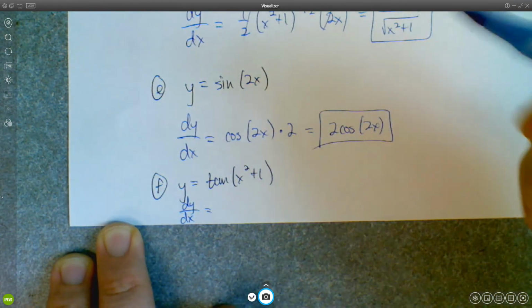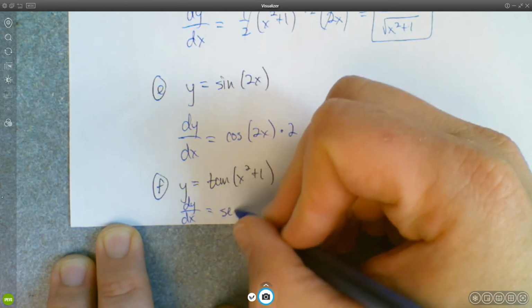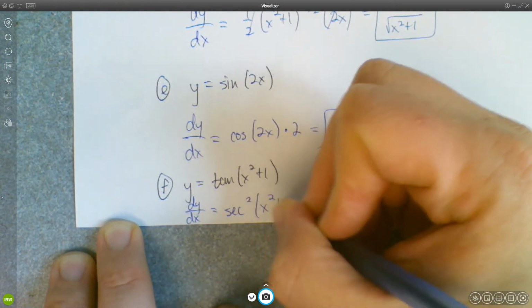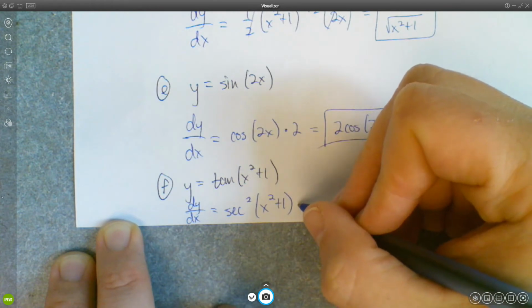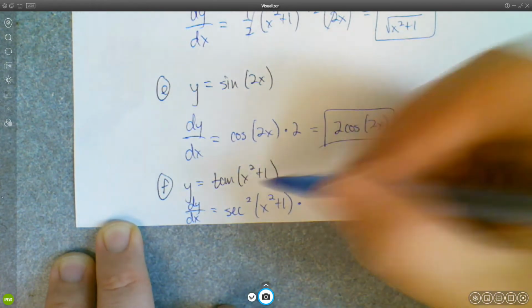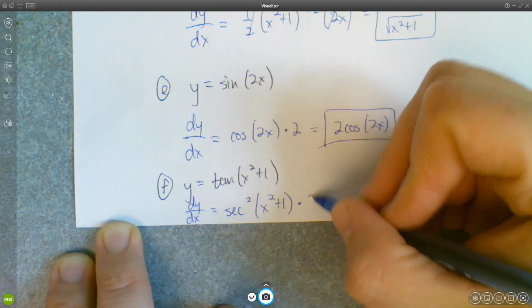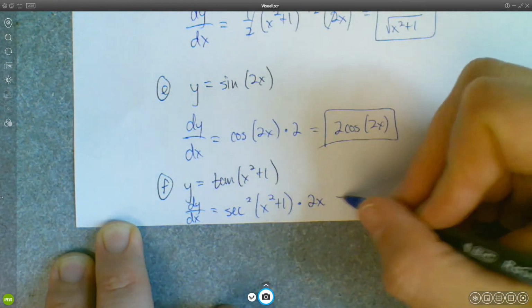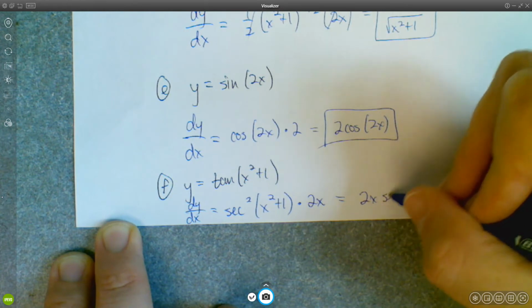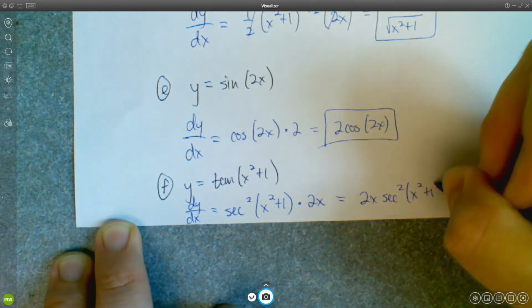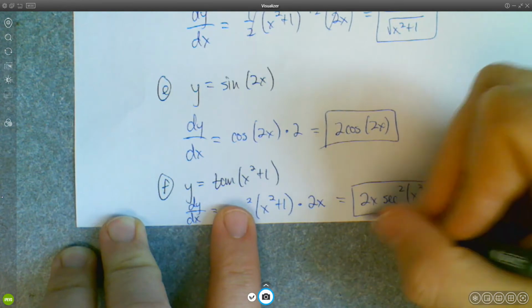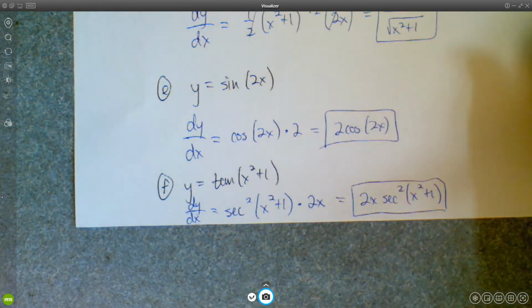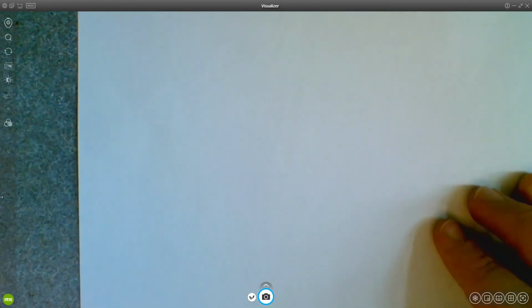The derivative of tangent is secant squared. So this is secant squared of x squared plus 1. And then we need to multiply that by the derivative of the inner function. So derivative of x squared plus 1 is 2x, right? So in other words, this is 2x secant squared of x squared plus 1. Okay, another one.